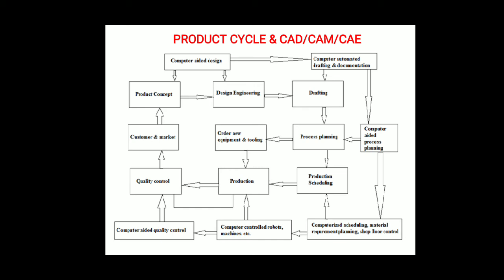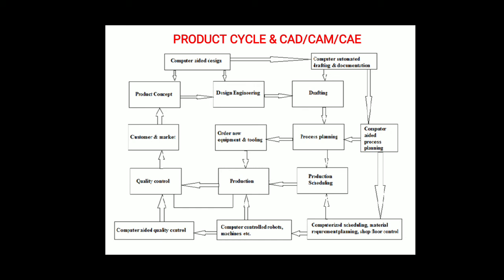Then it goes to drafting. In drafting, computer automated drafting and documentation software is used, so it saves our time, manufacturing time, and the total modeling part. Afterwards, they make a process plan using CAPP, which we saw in the previous chapter, computer aided process planning. In that, there are two approaches: one is generative and one is variant. We use either approach to make the process plan with the help of CAPP.